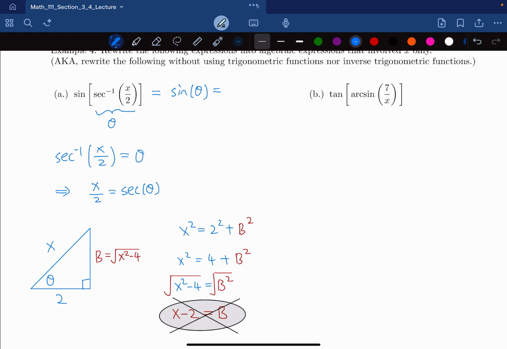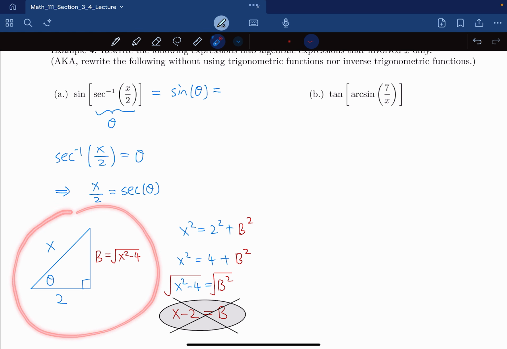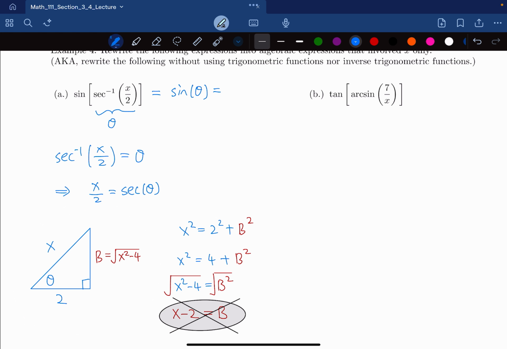Therefore, I go back to the question: sine theta. Well, sine theta, using this triangle, and sine is opposite over hypotenuse. That means our answer is square root of x squared minus 4, all over x. And this is my final answer. Okay, you see that answer does not involve trig function or inverse trig function whatsoever. It's just an algebraic expression of x.